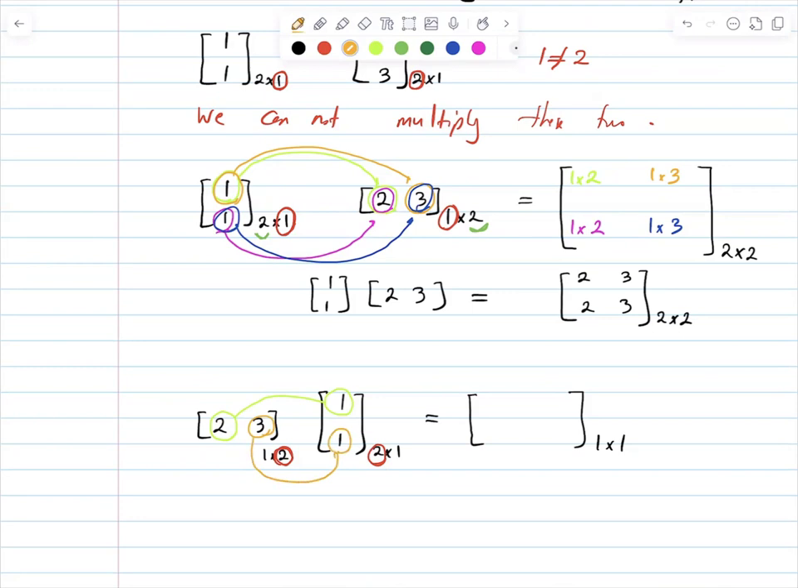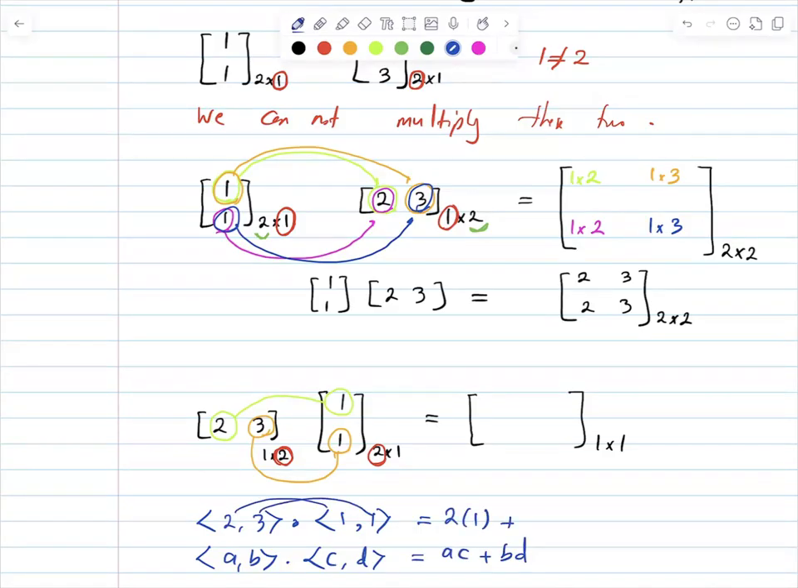It's basically the dot product between two vectors. If it's easier for you to remember this: if you have two vectors, 2 and 3, dot product with 1 and 1. As you remember, if you have A and B, dot product C and D, you get AC plus BD. This is the same: 2 times 1 plus 3 times 1, which is equal to 5. So here you have 2 times 1 plus 3 times 1. So the result is a 1 by 1 matrix with 1 entry.